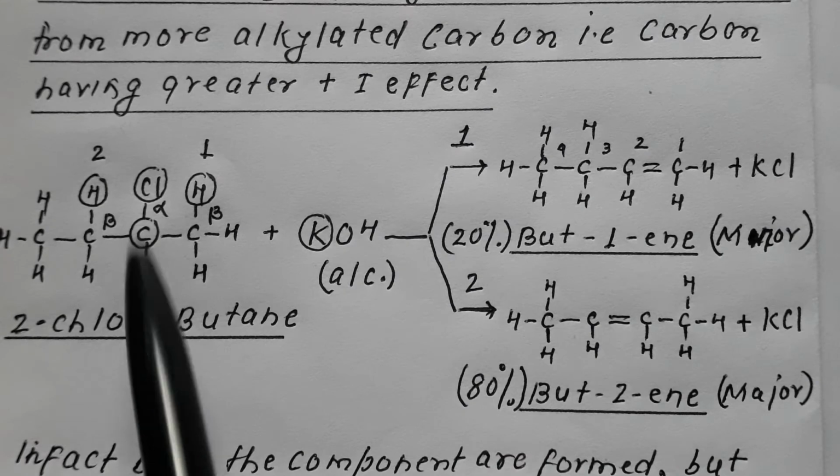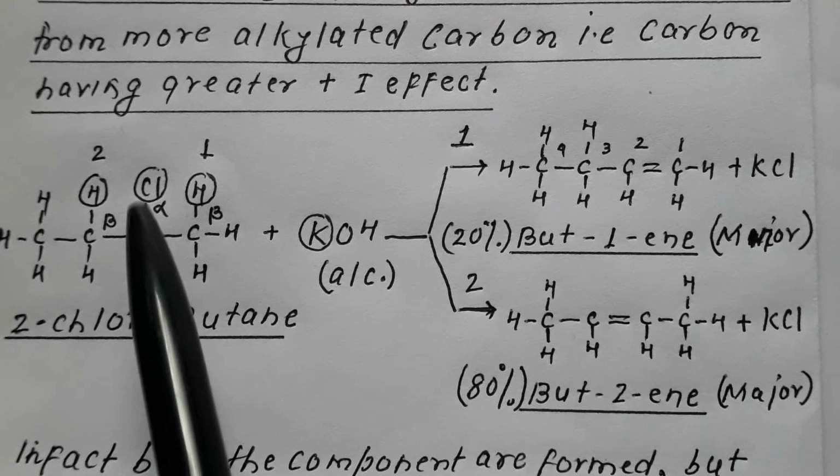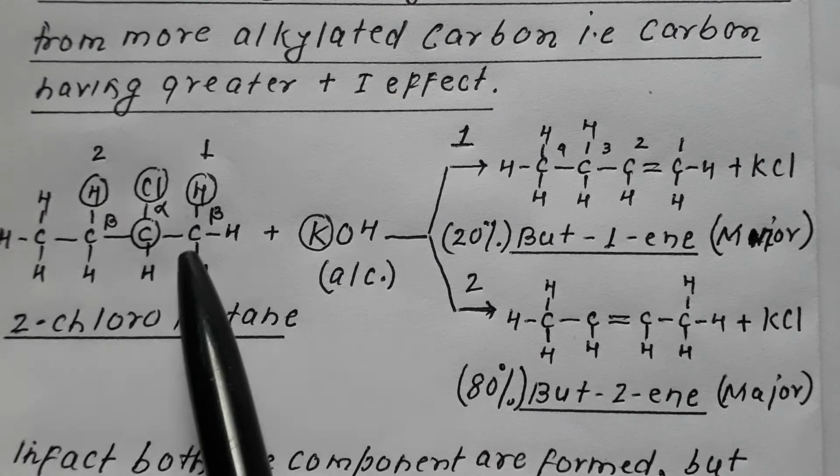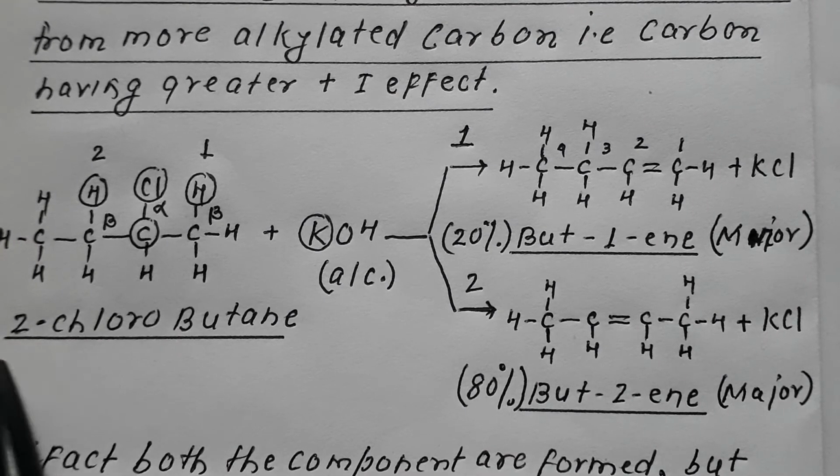CH3, CH2, CHCl, CH3. Now, this compound has chloro at position 2. Number 1, number 2, number 3, number 4, having chloro at number 2. Therefore, this is called 2-chlorobutane.